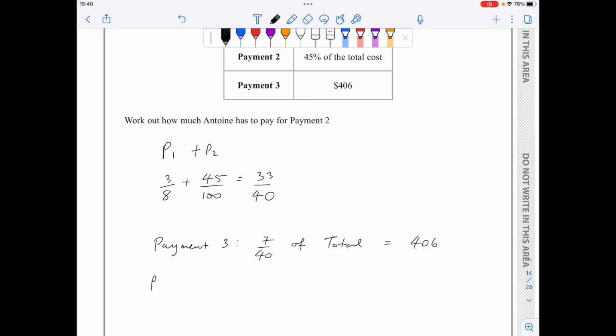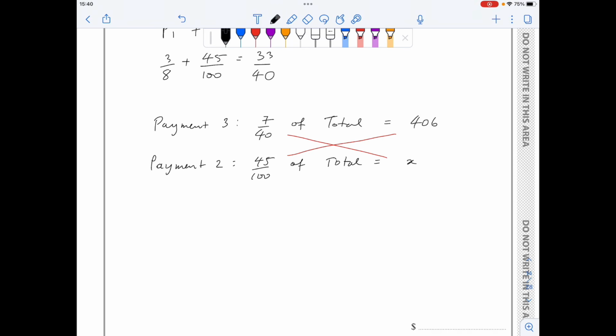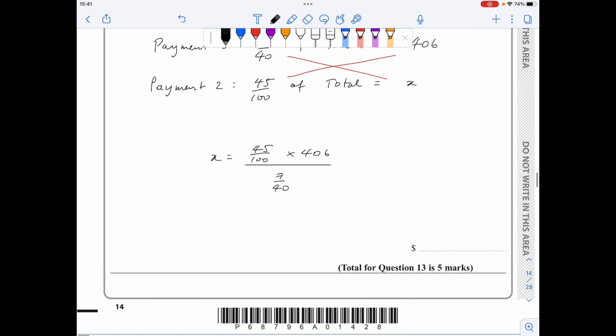$406. Now payment 2 is 45 over 100 of the total, and this is x dollars. So now I will just cross multiply, hence x equals 45 over 100 times 406 over 7 over 40. Put this on the calculator and you'll get 1044, which is my final answer.